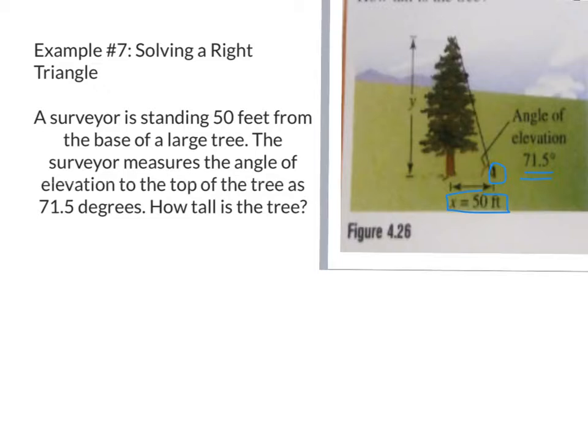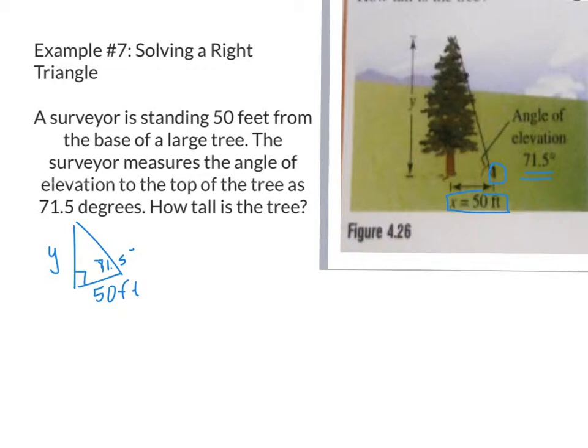So if I re-sketch this information that I've been given, and that's not a great right triangle, but just go with it. We know that this side length down here is 50 feet. We don't know what y is, and we know that the angle here is 71.5 degrees. All right, so in reference to the angle, technically we were given opposite and adjacent, right? Opposite being the y and adjacent being 50 feet.